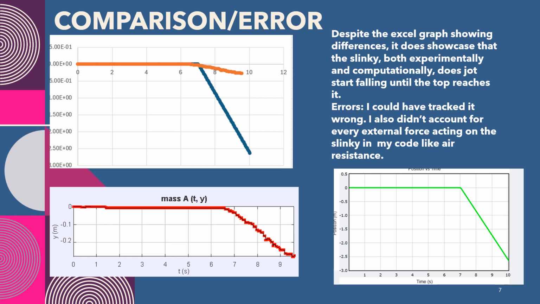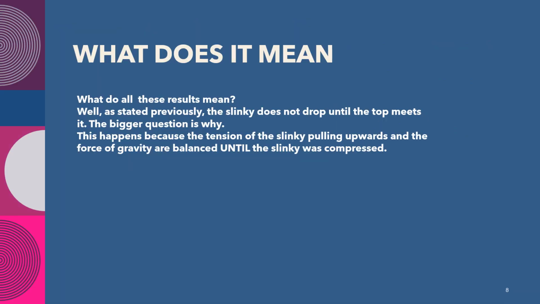So the errors from this: I could have tracked it wrong. I also might not have accounted for every external force. Actually, I know I didn't account for every external force acting on the slinky in my code, like air resistance. But like I said, they showcase that the slinky, both experimentally and computationally, does not start falling until the top reaches it. Okay, so what does this mean?